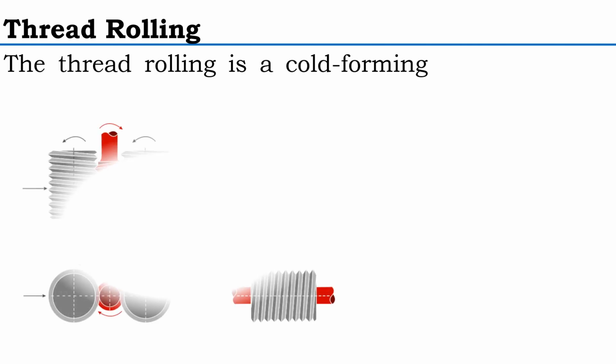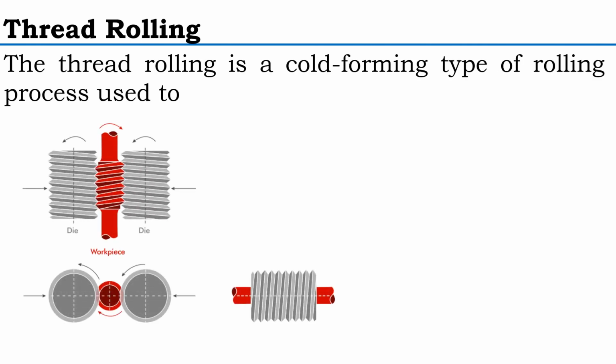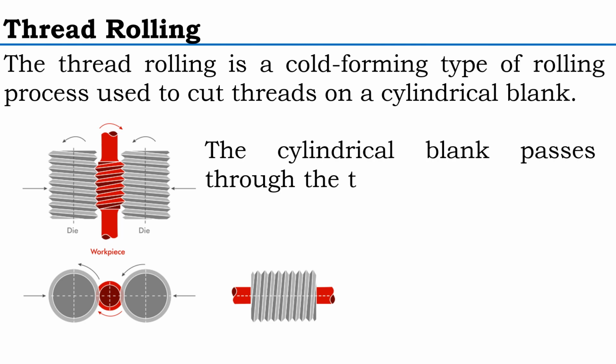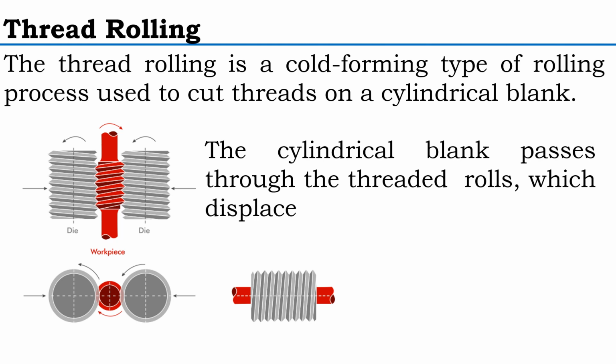Thread rolling. The thread rolling is a cold forming type of rolling process used to cut threads on a cylindrical blank. The cylindrical blank passes through the threaded rolls, which displace the material and form threads on the cylindrical blank.